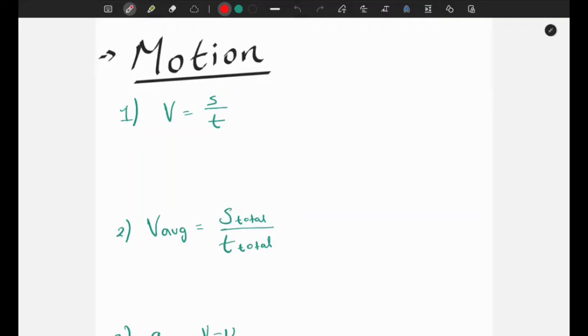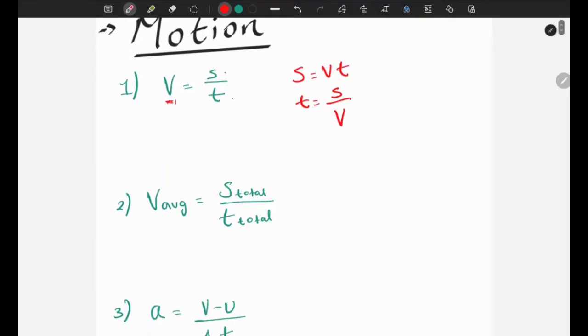The first one is in motions. So the first formula is a basic one. Velocity is equal to distance over time. So we can rearrange this formula to find distance too. So distance would be velocity times time. And to find time, it would be distance over velocity. The v could also mean speed. So if it's speed, it's distance over time, and if it's velocity, it's displacement over time.